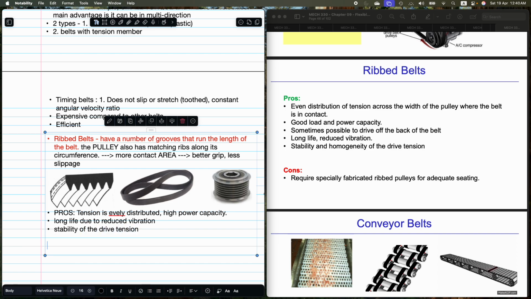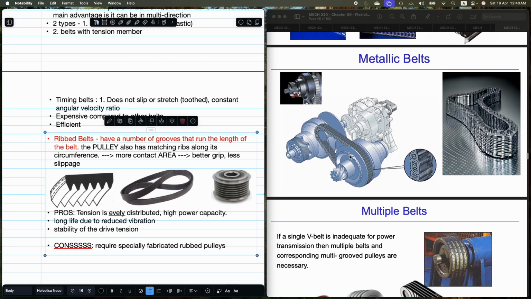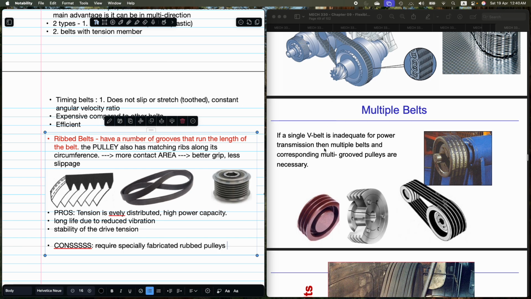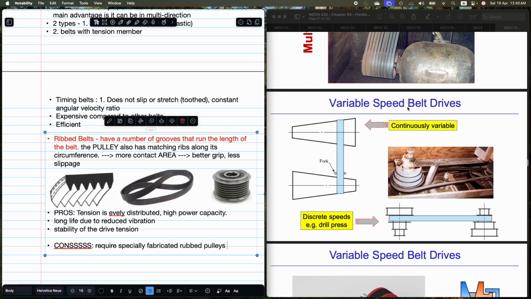Cons. They require specially fabricated material, which makes sense. Fabricated rib pulleys. Conveyor belts, metallic belts, multiple belts. If a single V belt is inadequate, then multiple belts with corresponding pulleys are necessary. Variable speed belt drives are continuously variable, so with the fork you can tune it to go up and down.